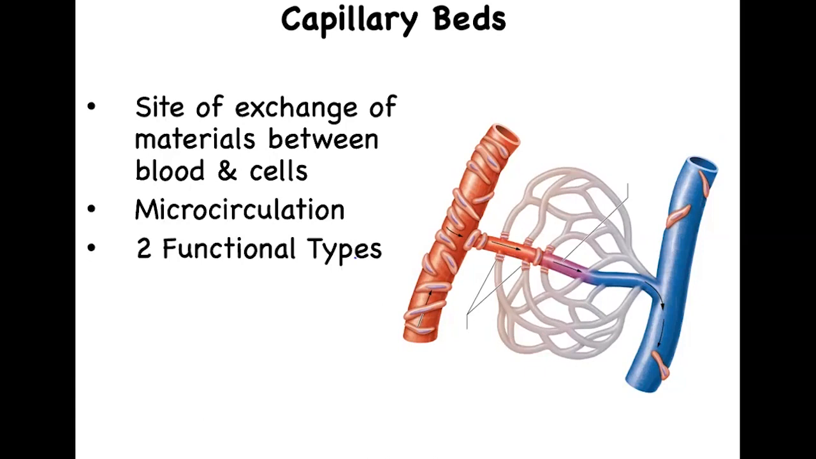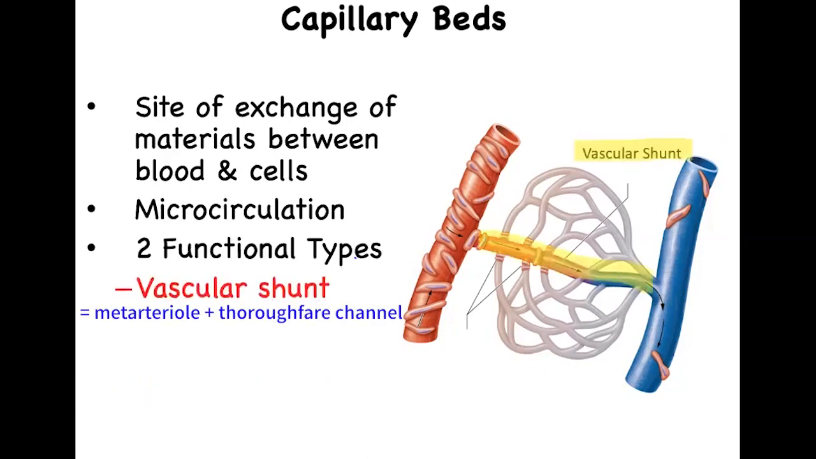There are two functional types of capillaries: a vascular shunt, which is highlighted in the illustration. No gas exchange or exchange of materials occurs when the blood is in the vascular shunt. A vascular shunt is merely a way to bypass that tissue. Your body is constantly redirecting blood flow to tissues that require additional nutrients and oxygen, or need to have waste products or carbon dioxide removed. The vascular shunt allows you to redirect the blood where it is needed.